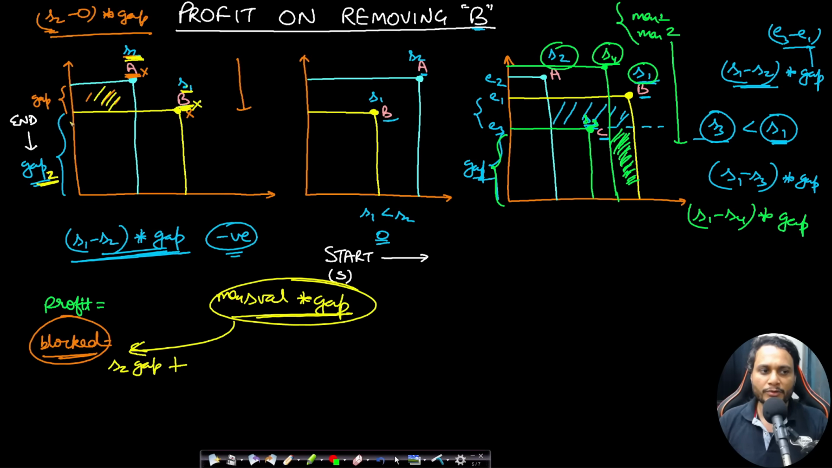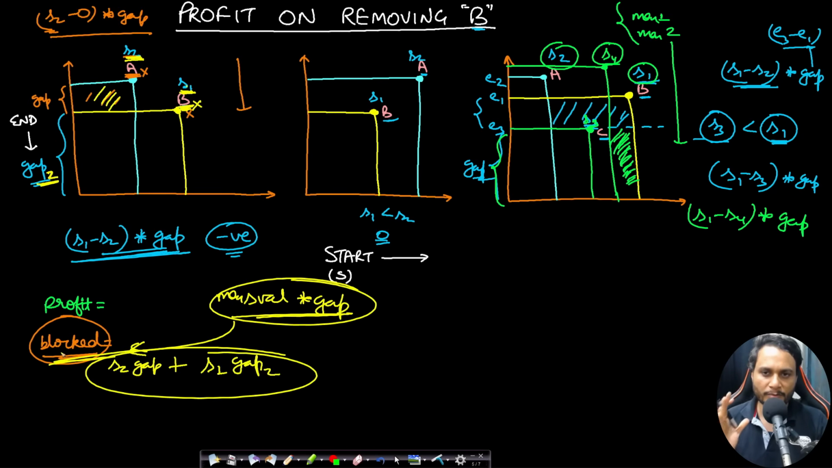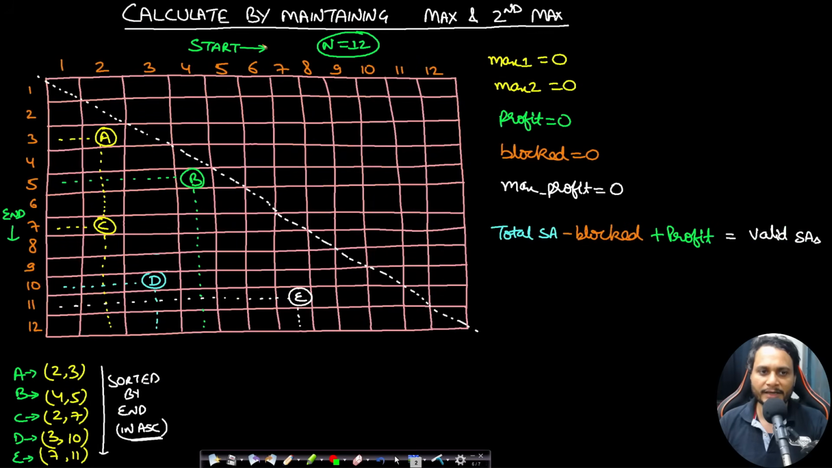But if you think about the blocked region, then the blocked region will be calculated by the maximum S value that you have seen till now, which is S1 times the gap. So S1 times gap 2 will be added, and this will become the total number of blocked subarrays. Okay, so I hope you have understood the idea. Now let's look at a dry run and try to bring all these concepts together.